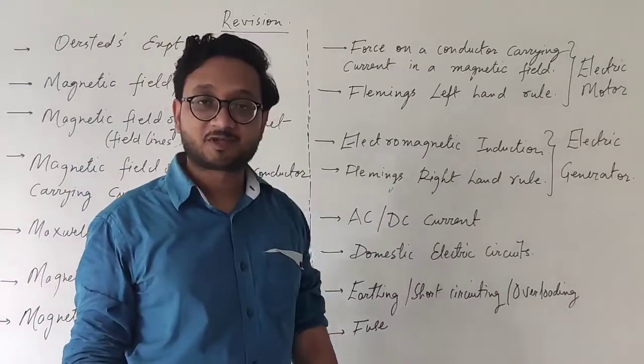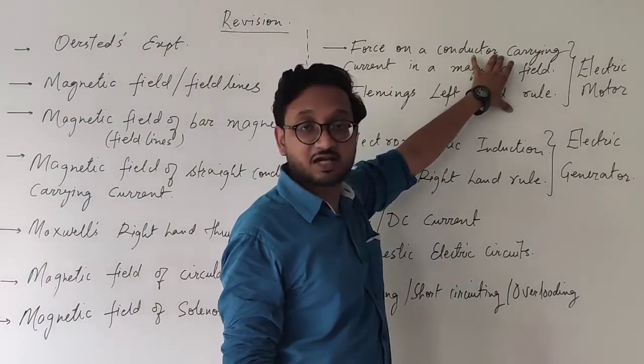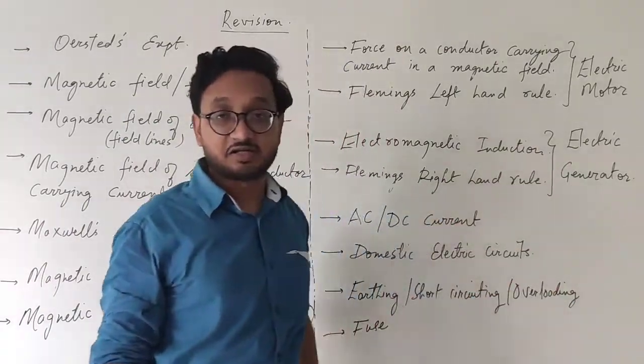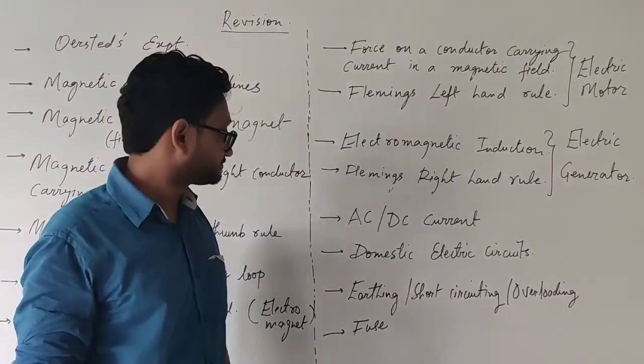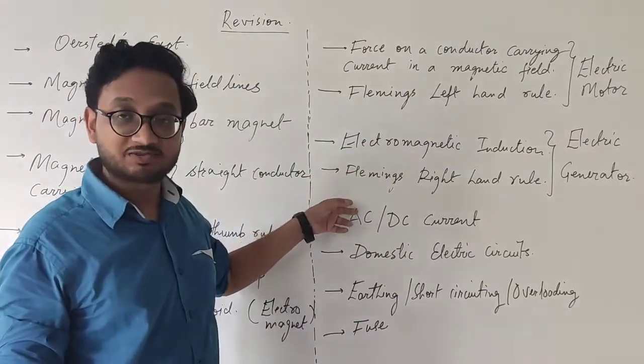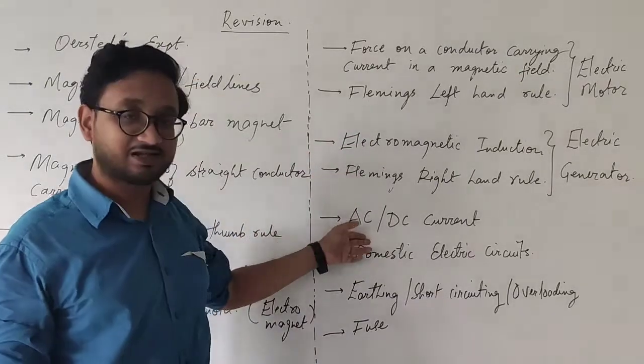Fleming's right hand rule. So similarly, when these 3 points are interrelated, in the same manner these 3 points are interrelated. Okay? That concludes the 3 most important points of our chapter, and moving on, that is AC and DC current.